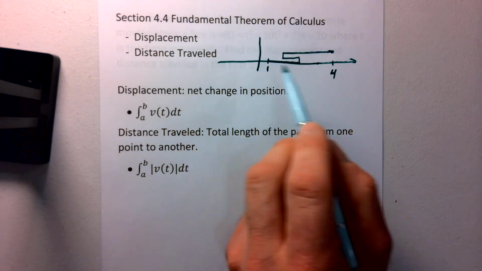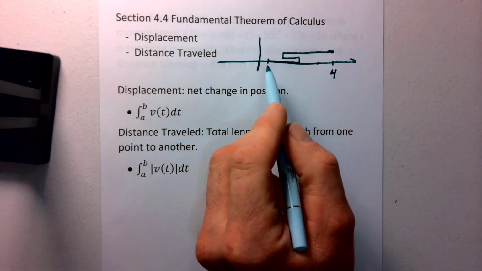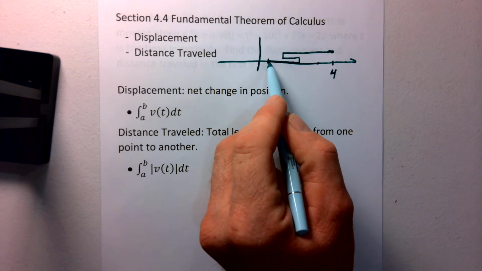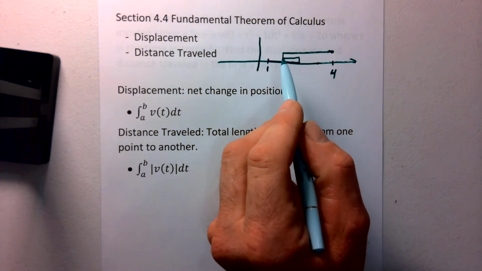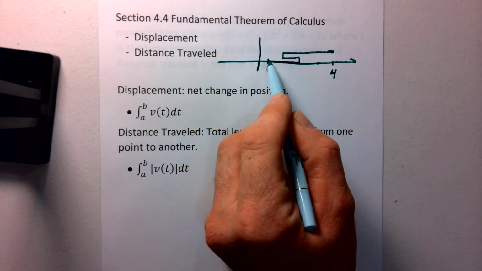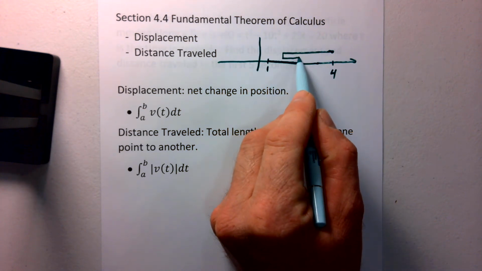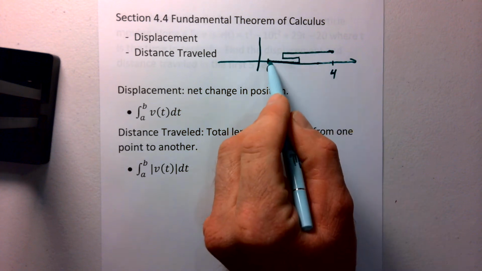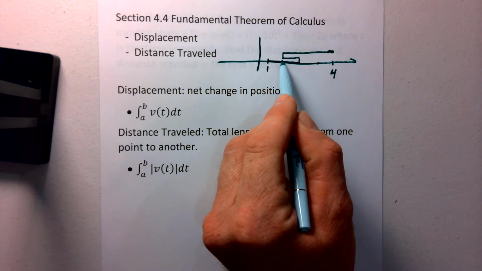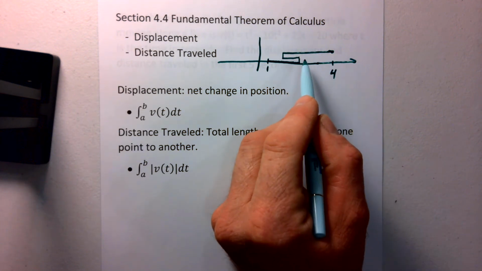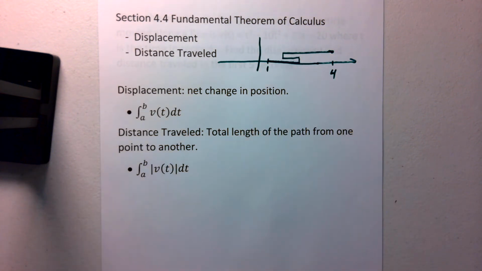So what is our displacement and what is our distance traveled? Well, our displacement is from 1 to 4, so our displacement is 3. Our distance traveled, however, is going to take the entire distance of that path that we've gone. So it's going to take into account that positive motion as well as the negative motion and the positive. So how do we go about doing that with our integration?